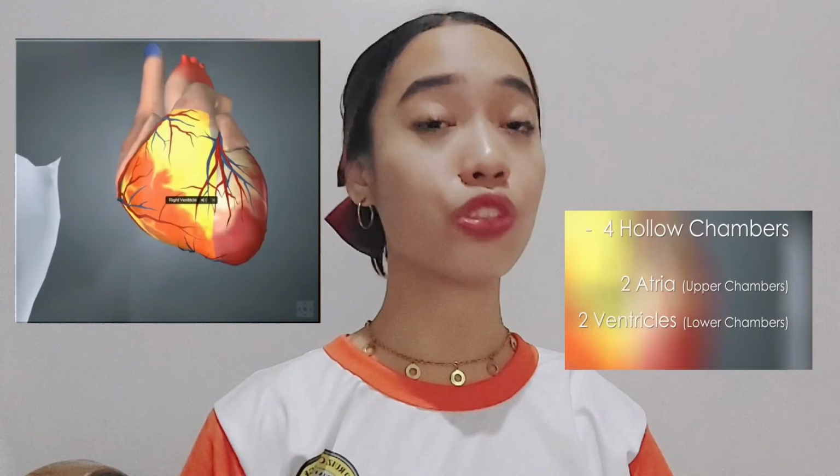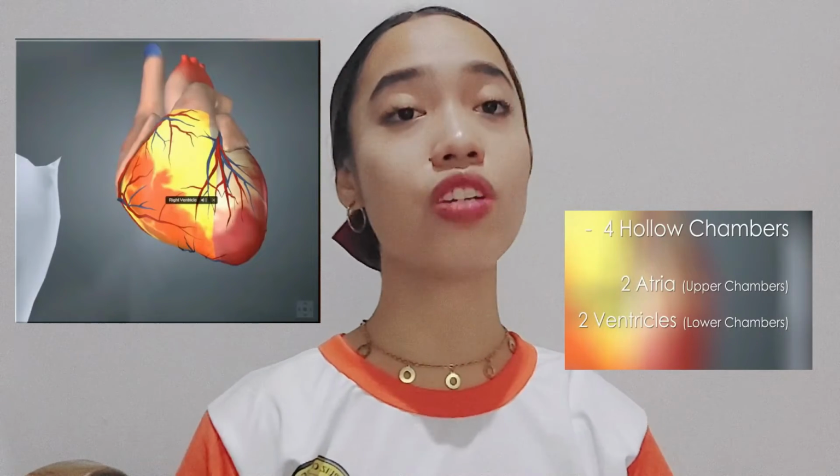The deoxygenated blood returns to the right side of the heart via the venous circulation. It is pumped to the right ventricle and then to the lungs, where carbon dioxide is released and oxygen is absorbed. So now let's talk about the stroke and its effect on the cardiovascular system.